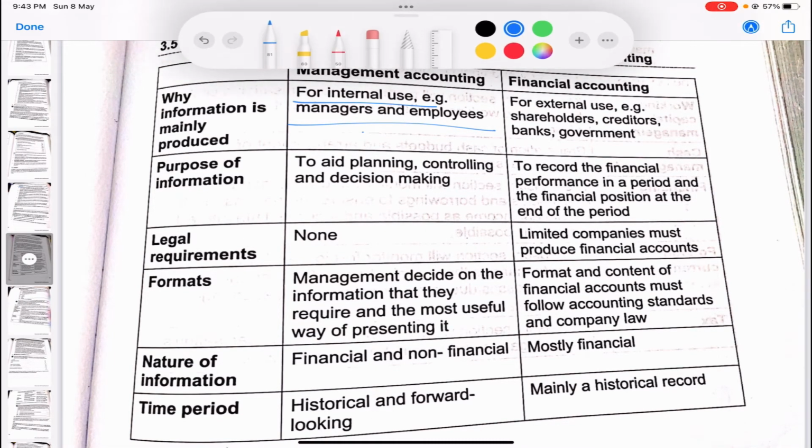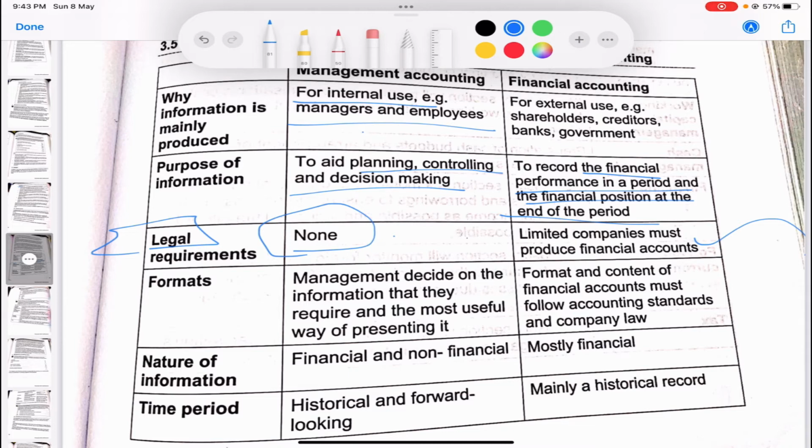So, financial accounting is used to record the financial performance in a period and then the financial position at the end of the period. And the management accounting is to aid planning, controlling, and decision making. So, are there legal requirements for financial accounting? Yes, limited companies must produce financial accounts, and management accounting is not really legally required, but people still do so.